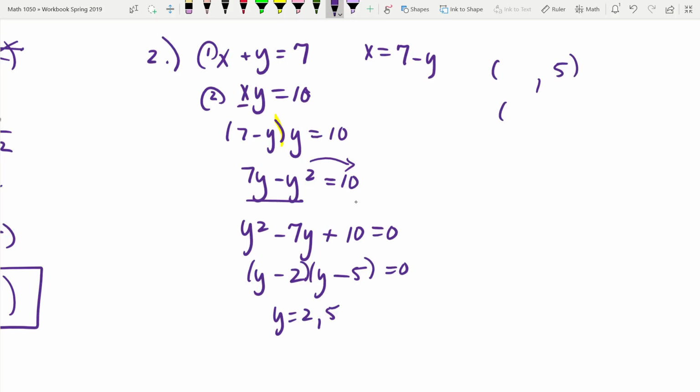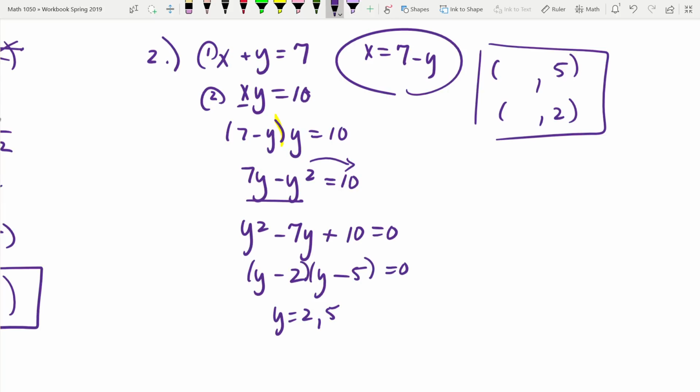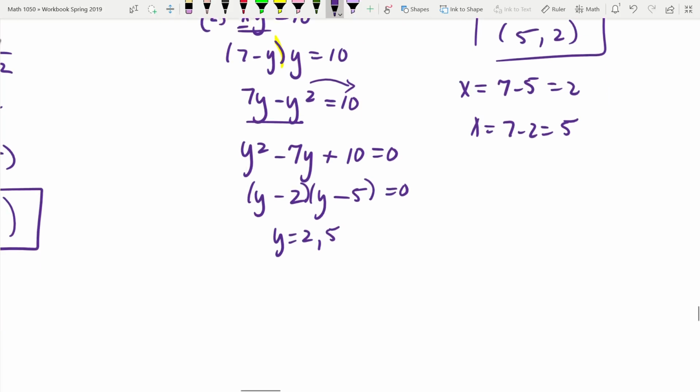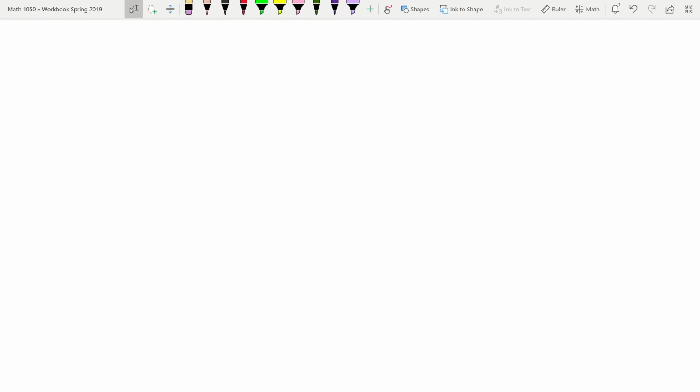So I'm going to come right here, and I'm going to come right there. And now remember substitution, finding the second value is super easy. You just go to the equation that's already solved. So if y was 5, you'd have 7 minus 5, which is 2. If y was 2, you'd have 7 minus 2, which is 5, and you can totally check those. Store in the values, plug it here, make sure it works. Okay, question number 3.